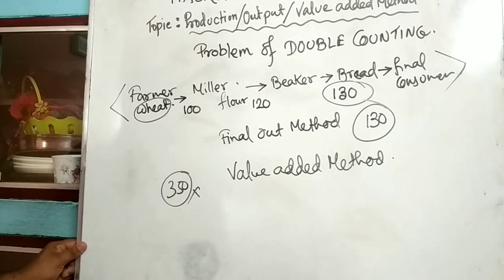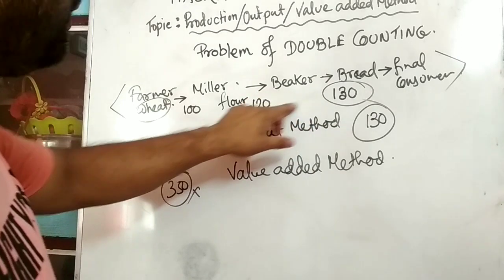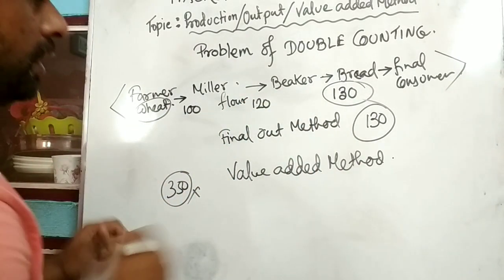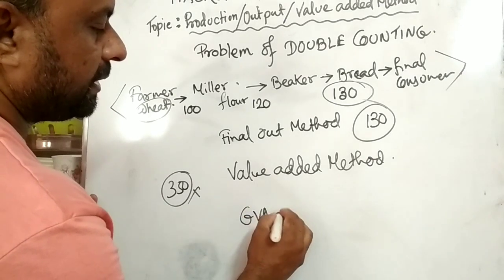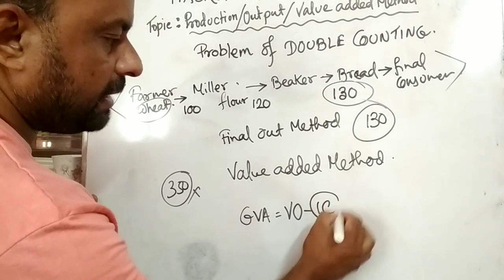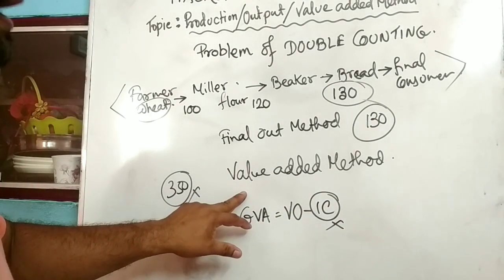350 is not national income. The actual national income is 130. What is the value of the final product? These all are intermediate products. So we are done in step 2. Gross value added is equal to value of output minus intermediate consumption. This intermediate consumption we have to subtract. Then only we get the value of the final product.